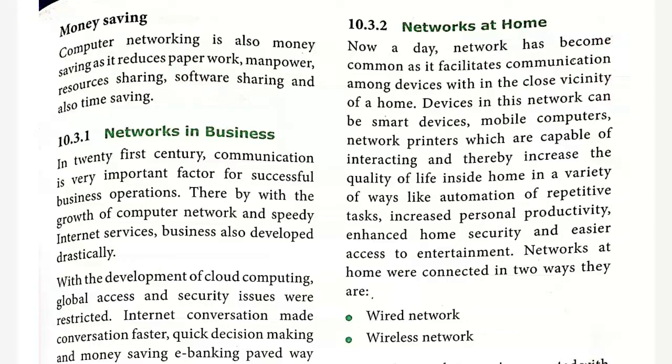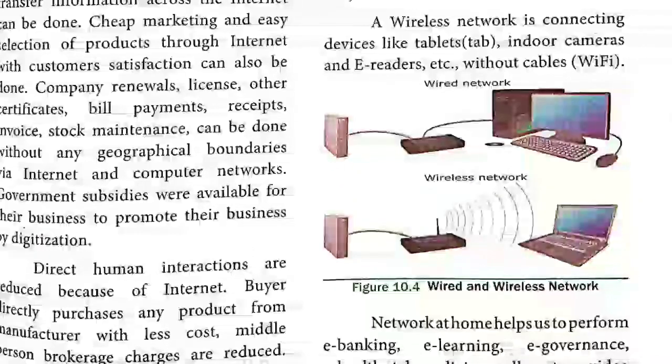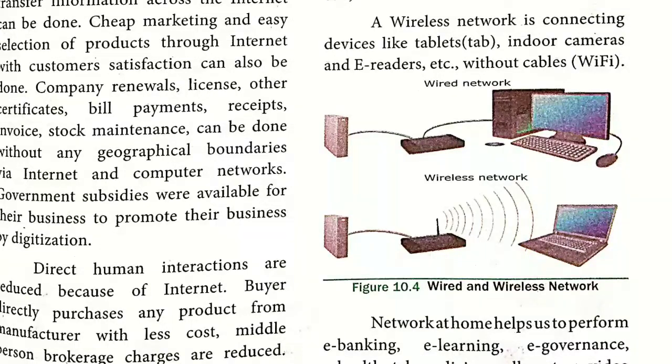Here you can see the diagram for wired network and wireless network. You can see that computers are being connected with wire. In the next picture you can see that the Wi-Fi modem or Wi-Fi router is being accessed by the computers.